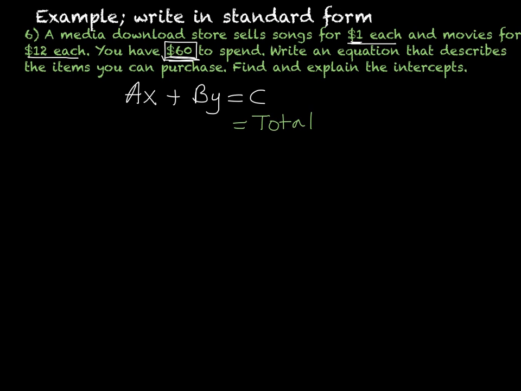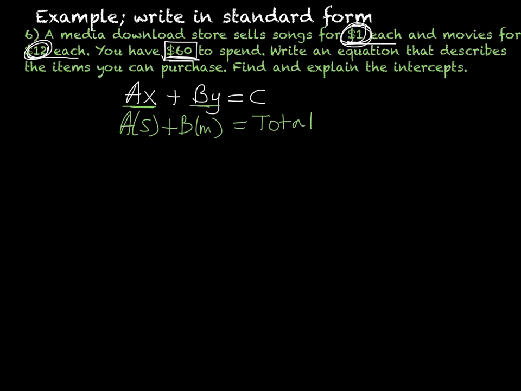Okay, so we have to have something, the price of our movies, and the price of our songs. So basically, I can change my variables if I want, but I just need to incorporate my $1 and my $12, which are the prices of my songs and my movies. So you can continue to use x and y, or you can use other variables if you're more comfortable with that. I'm going to go back to my x's and y's.